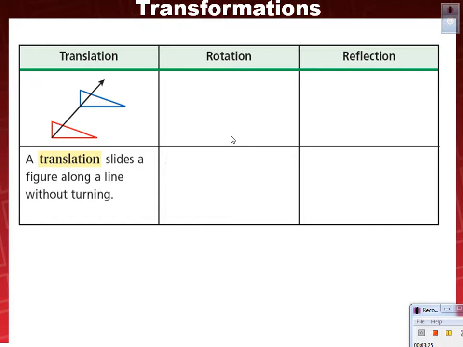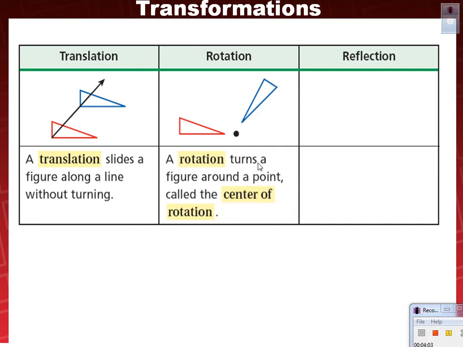Next, rotation. Rotation is when you get an object and rotate it around a certain point. So here's our pre-image in red. I'm going to use this point of focus right here, and I'm going to rotate it clockwise, and it goes this way. That's why the definition for that is: a rotation turns a figure around a point called the center of rotation. And the last one, reflection.